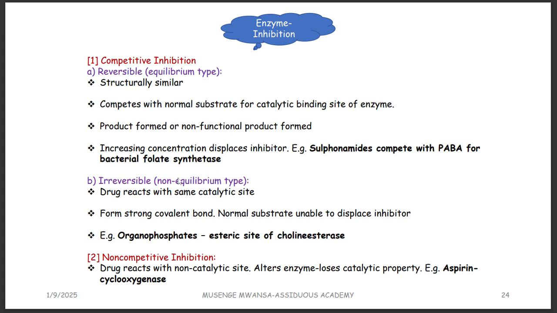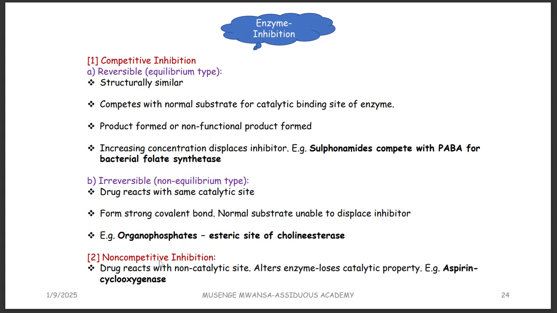Okay. Irreversible, this is the non-equilibrium type, and the drug also reacts to the same catalytic site. It forms strong covalent bonds. These are strong. We call them irreversible because once binding happens, it is like permanent. For example, organophosphates. We say that organophosphates are going to bind to the cholinesterase, right? And when they do that, it is nearly permanent, and so these are actually deadly. You will see when we start talking about the topic. So they are irreversible.